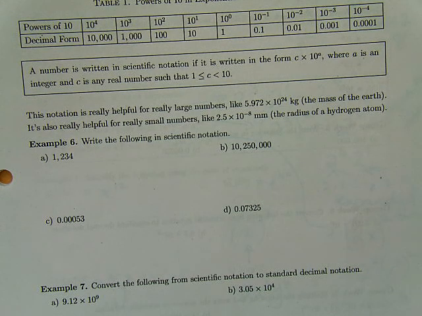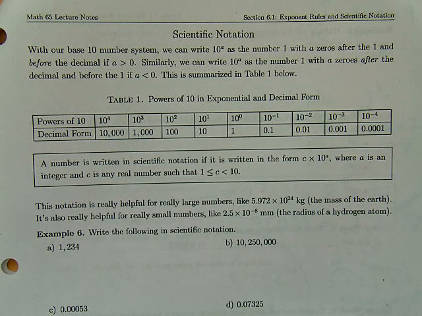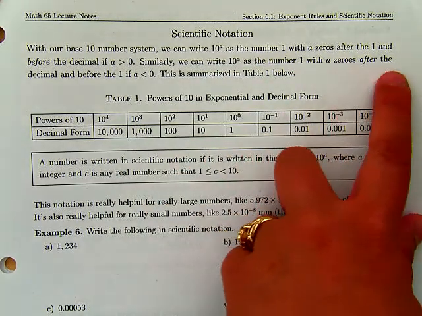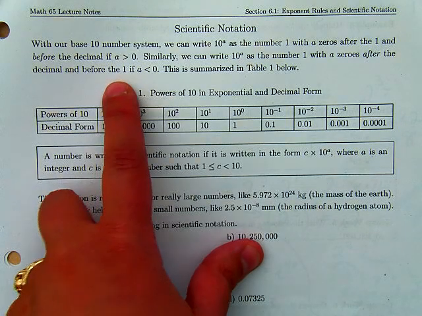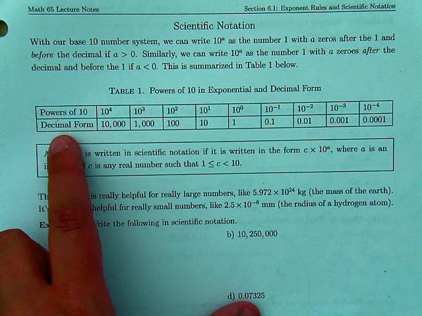Okay, let's talk about scientific notation because scientific notation also involves exponents. With our base 10 system, we can write 10 to the a power as a number 1 with a zeros after the 1 and before the decimal if a is greater than 0. Similarly, we can write 10 to the a power as a number 1 with zeros after the decimal and before the 1 if a is less than 0. What does that all mean? This is summarized in the table here.